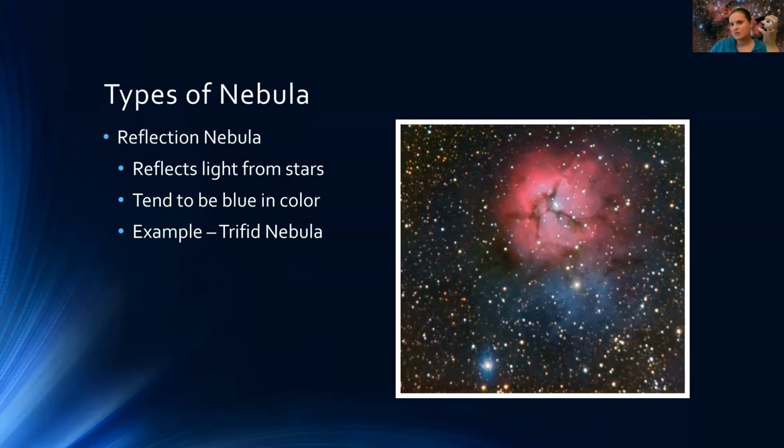These usually tend to be blue because blue light is easy to scatter. Hence why we have a blue sky. Light from the sun is being scattered through our atmosphere, and blue light scatters really easily, so we see a blue sky. Same thing with reflection nebula. Since light easily scatters inside the nebula because it's filled with gas, blue light is usually what we see being reflected. A great example of this is the Trifid Nebula, where on the top part you have an emission nebula, and on the bottom part you have the reflection nebula.